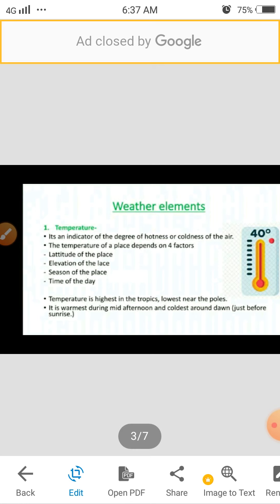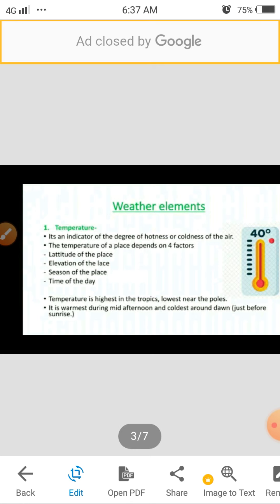Third point is the season of the place. Obviously the temperature is also dependent on the season of the place. Like if it is the winter season, temperature will be low. If it is the summer season, then temperature will be high. And next is the time of the day. Temperature also depends on the time of the day. During the morning time, temperature is low, and during mid afternoon, temperature will be the highest of the day.